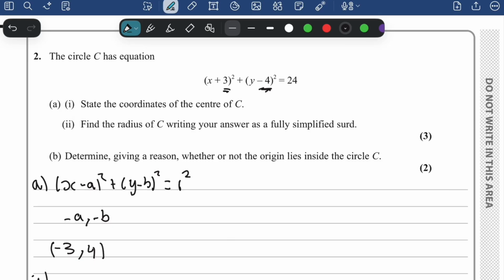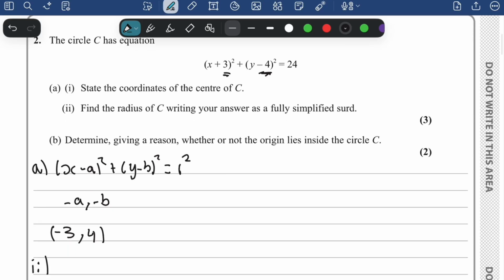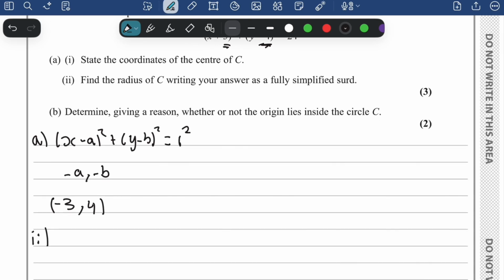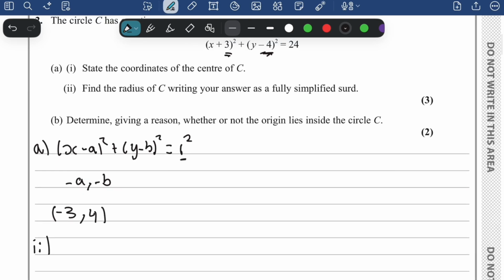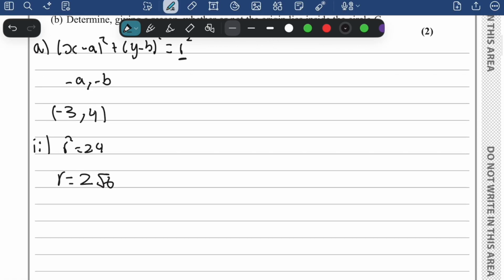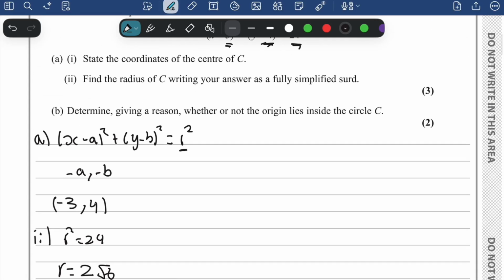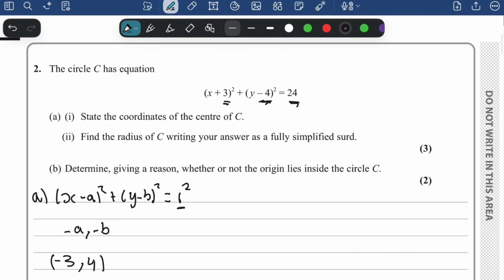Now to find the radius, right, in your equation, it's simplified. Well, we see that r squared here is 24, so that means r squared is going to equal 24, which just means that r is going to be the square root of this, which I believe is 2 root 6. We'll check on the calculator. Yes, 2 root 6.